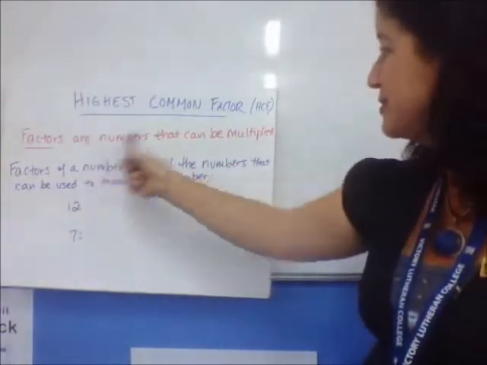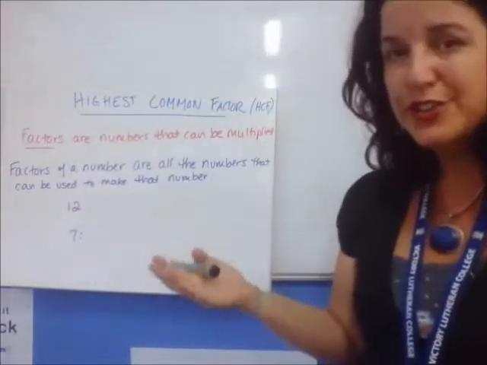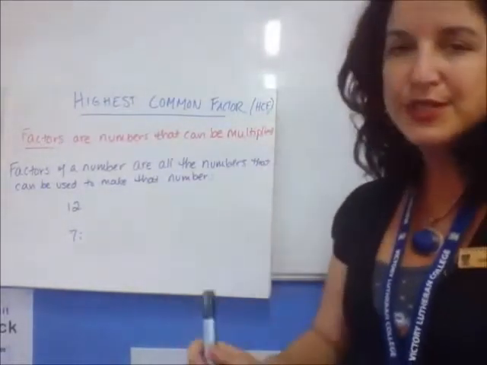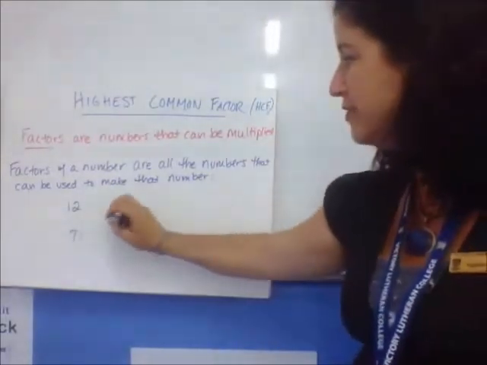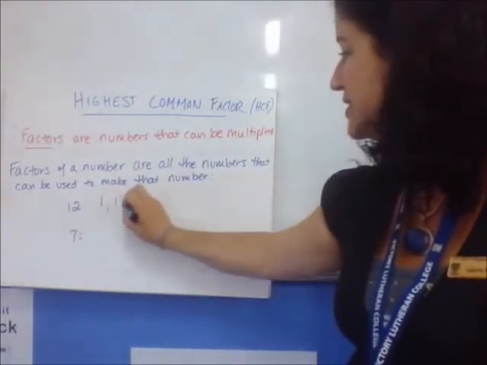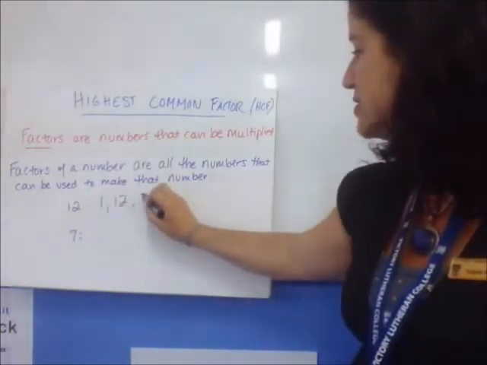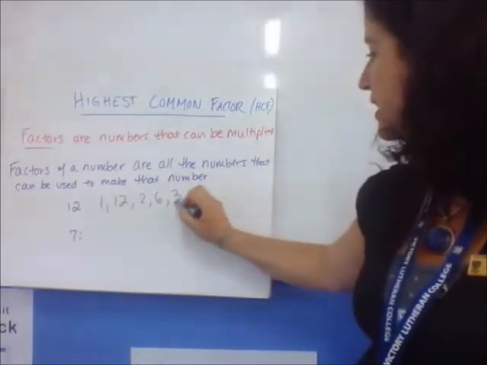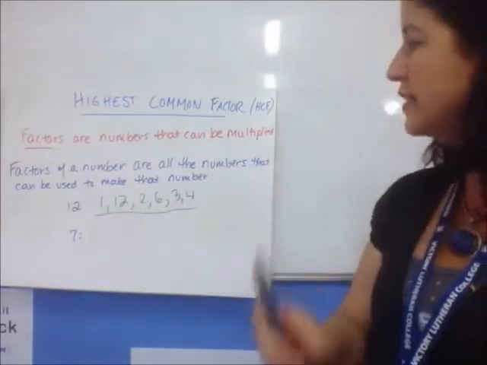I'll start with factors. Factors are just numbers that are multiplied. Factors of a number, so if you say factors of 26, you're looking at all the numbers that could be used if they were multiplied together to make that number. So let's do a couple of examples. With 12, well, 1 is always a factor. There's 12, obviously, so you always can say 1 and the number itself. In this instance, we know that we can do 2 and 6. 2 times 6 is 12, and we can also do 3 and 4. So see, 12 has got quite a few factors. Those are the factors of 12.